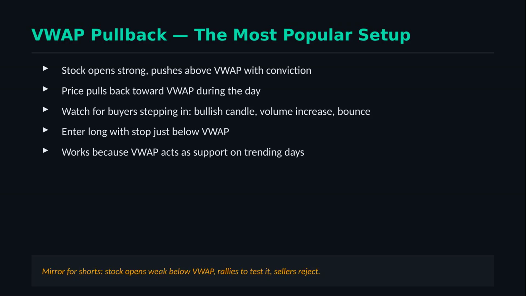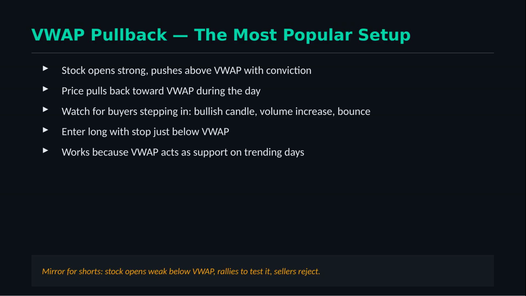For a short, it's the mirror image. Stock opens weak, drops below VWAP, then rallies back up to test it from below. Sellers reject the level. You enter short with a stop just above VWAP. The logic is sound. VWAP acts like a magnet in choppy conditions, but on trending days it acts as support or resistance. Pullback entries on trending days put the odds firmly in your favor.